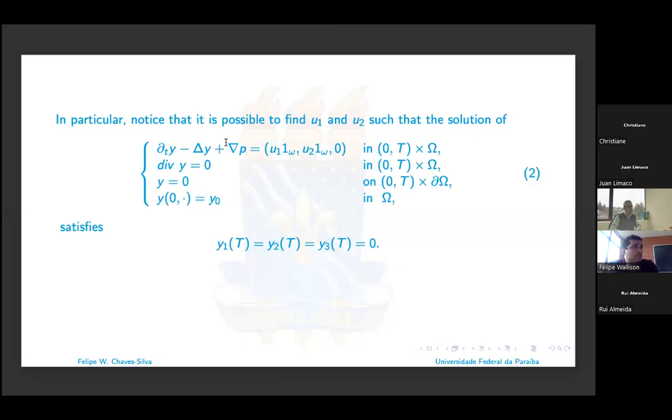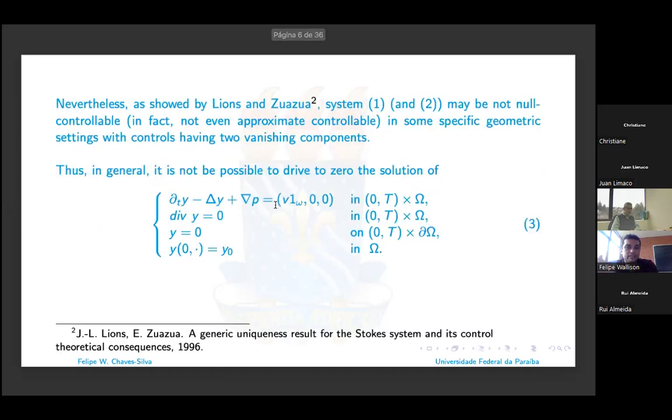So, however, a natural question appears here. Okay, so I can send the whole solution, the three components, to zero at time T, by means of two controls, U1 and U2. Now you may wonder, okay, so what if I try to erase one of these two controls? Is it possible to find only one control, either Y1 or Y2, that sends the solution to zero at time T? Okay, so instead of two controls, I want only one now. And this is by now well known as well, that this is not possible in general for the Stokes system. So you can drive the solution to zero by means of two controls, but if you try to do it with only one control, this is not possible. Okay, so with two controls you can, and with one you cannot. Okay, so in general at least, you cannot do it.